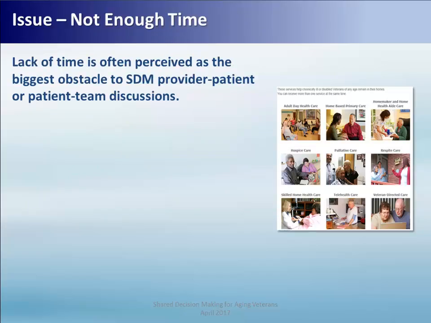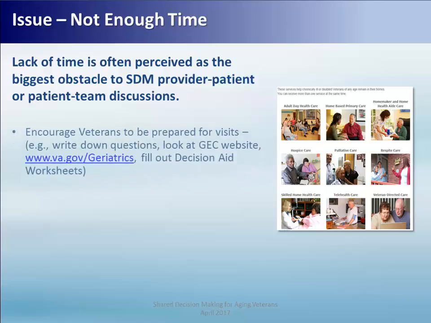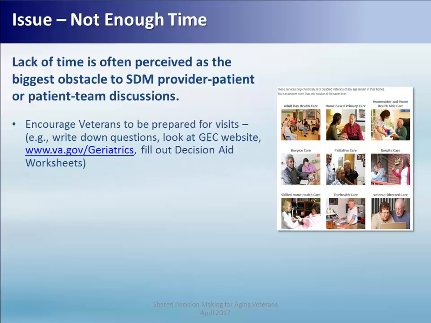Not having enough time for patient-provider or patient healthcare team discussions is often perceived as a barrier. Many social workers have told us that the initial investment of time into the shared decision-making process, including use of the decision aid worksheets, has helped save time in the long run. In addition, it may help save time by encouraging veterans to be prepared for visits or calls by writing down their questions, looking at the Geriatrics and Extended Care website, www.va.gov/geriatrics, prior to their visit, and or filling out the decision aid worksheet ahead of time.